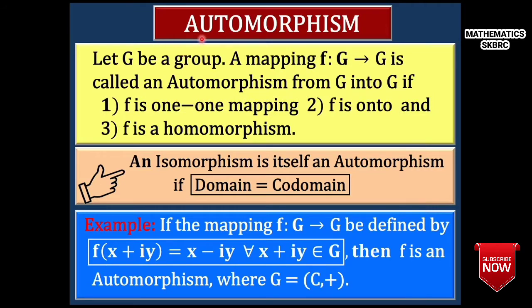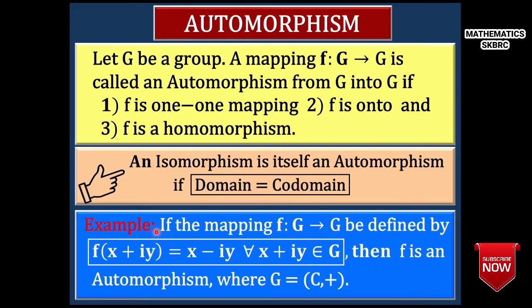Very important definition, automorphism. We already defined an isomorphism. An isomorphism is itself an automorphism if domain is equal to codomain. That means it satisfies three conditions same as isomorphism: 1-1, onto, and homomorphism. Here, domain is equal to codomain is equal to G. Very, very important definition: an isomorphism is itself an automorphism if domain is equal to codomain.